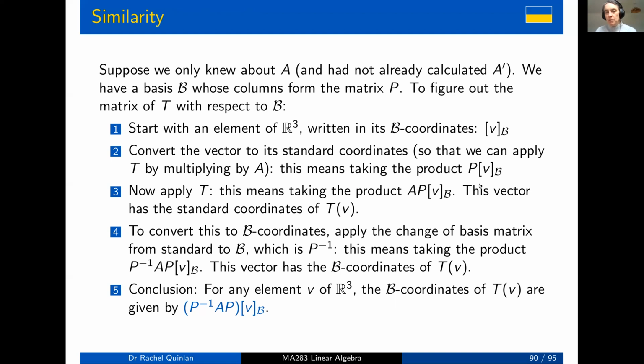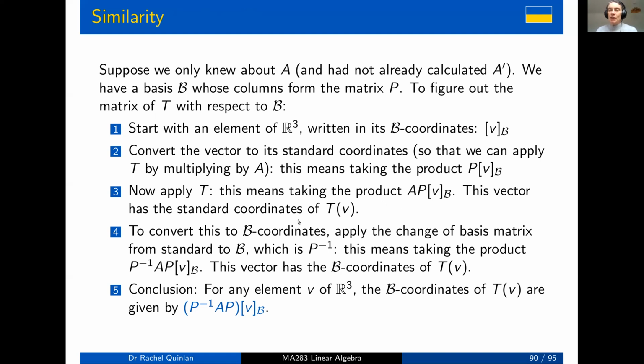Now P multiplied by V_B, the B vector of V, is a column with 3 entries representing V in its standard coordinates. To apply the transformation T to that, we can multiply it on the left by the matrix A. Then we've got the product A P V_B. This is still a 3 by 1 column, but it's the original V_B multiplied by P and then by A. So this vector has T of V written in its standard coordinates.